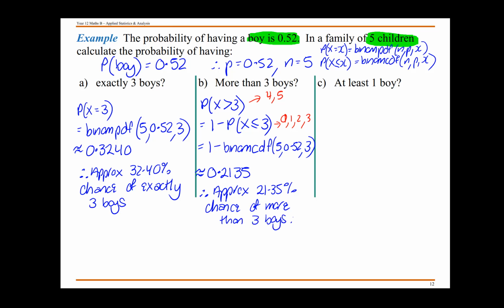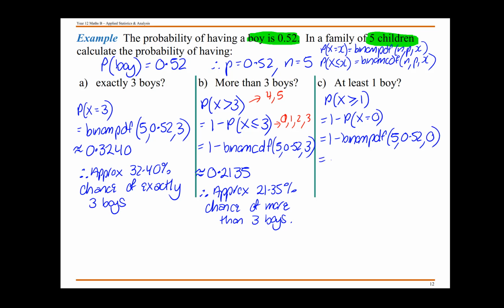Okay, our last one is at least 1 boy. So the probability that x is greater than or equal to 1 is going to equal 1 minus the probability that x equals 0. We want everything but having a boy. So that's going to be 1 minus binompdf, 5 trials, 0.52 is our probability, 0.